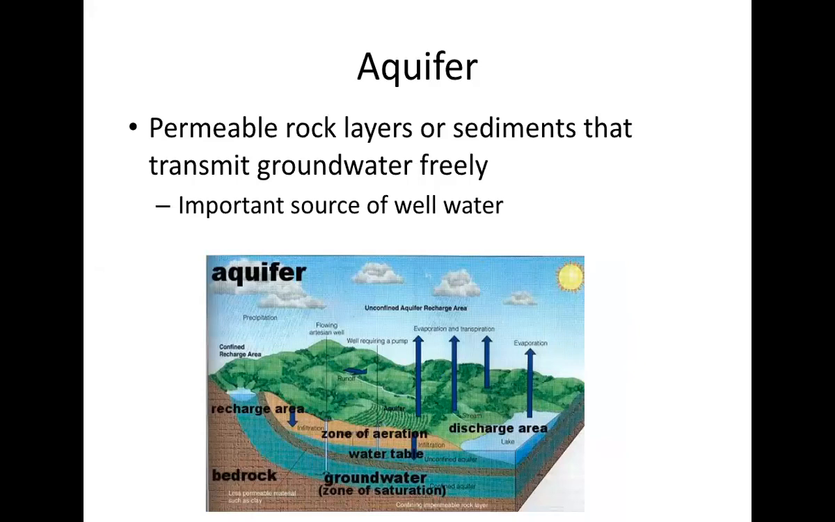Then we have what is known as an aquifer. So permeable rock layers or sediments that transmit groundwater freely. Okay, so this is an important source of well water. You don't see a lot of wells down here, but we have a lot of wells up north, especially in the country up north.